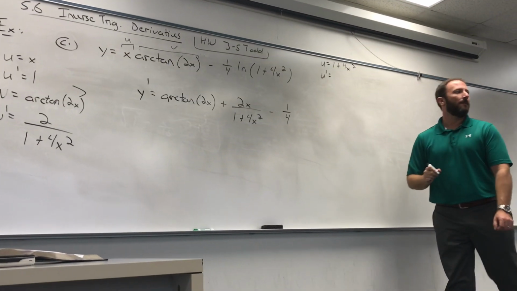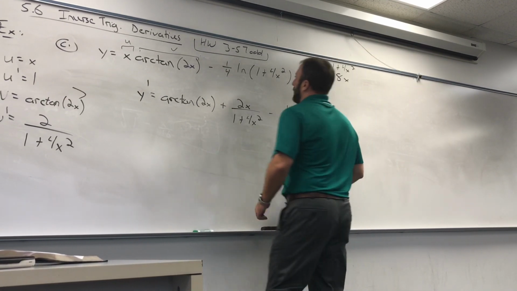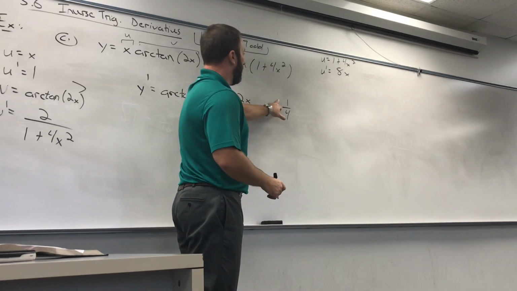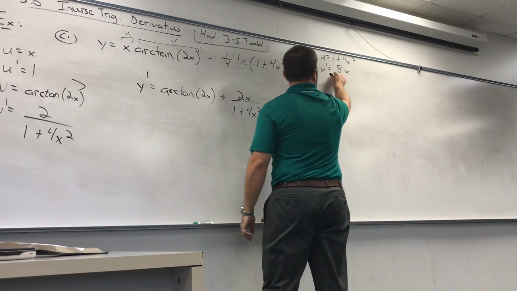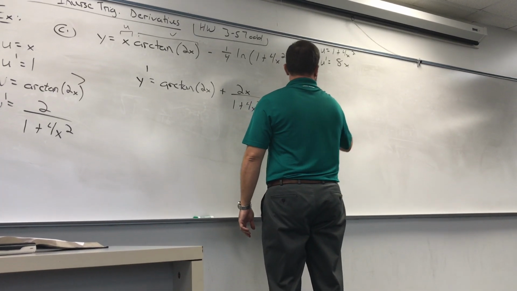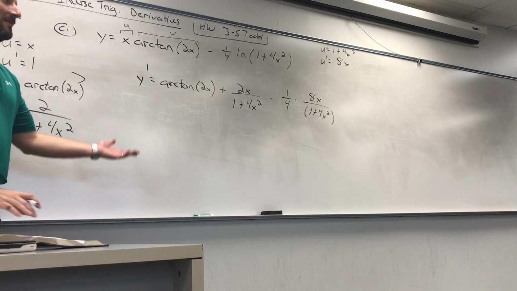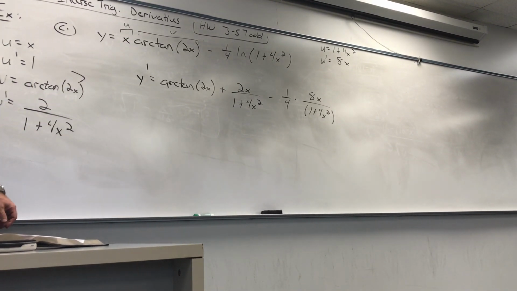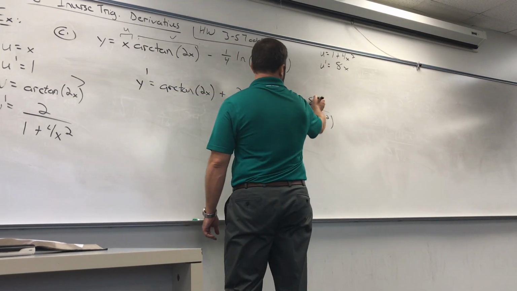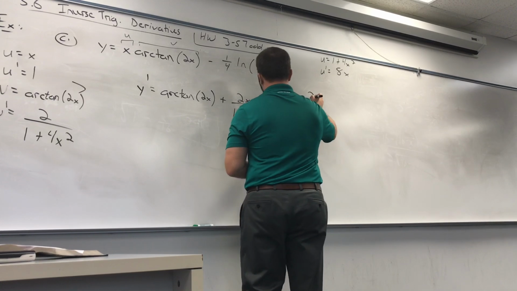So what would u prime be? 8x. And we know the derivative of ln of u is just u prime over u. So negative a quarter stays times u prime over u. All things considered, not too terrible. Let's see, these guys would cancel. 8 over 4 is just 2.